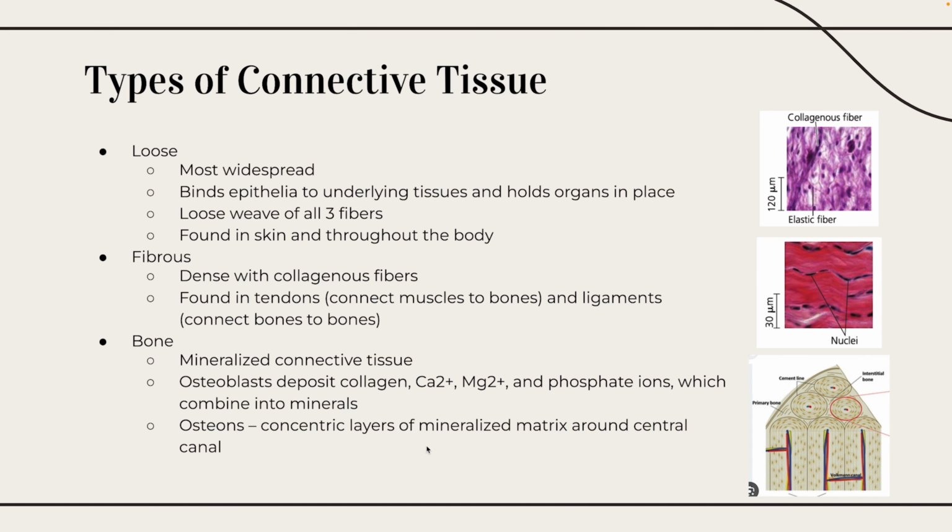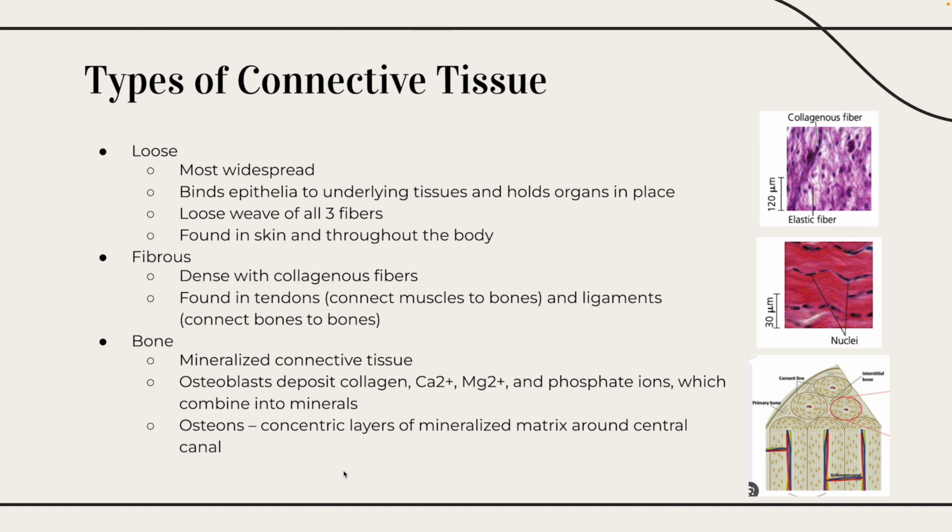So now let's talk about the types of connective tissue. So loose connective tissue is the most widespread, and it binds epithelia to underlying tissues, and it holds organs in place. It's a loose weave of all three fibers we just talked about, and it's found in the skin and throughout the body. It looks kind of like that. Then there's fibrous tissue, which is dense with collagenous fibers. It's found in tendons, which connect muscles to bones, and ligaments, which connect bones to bones. So it looks kind of like that.